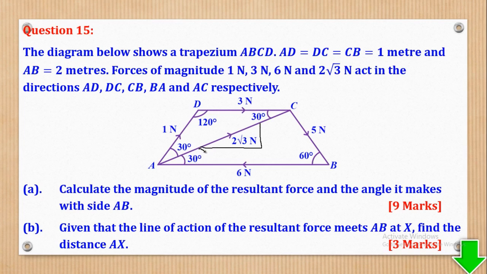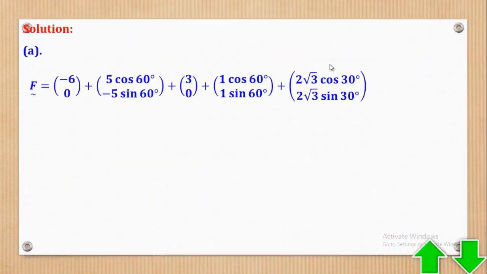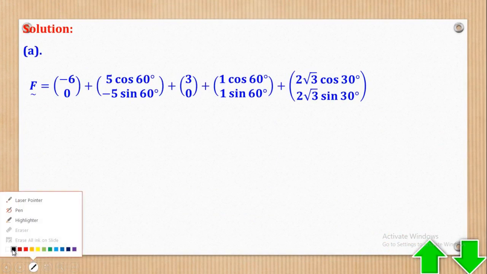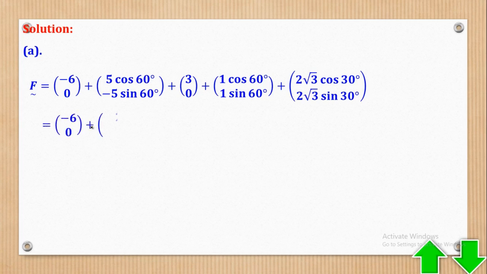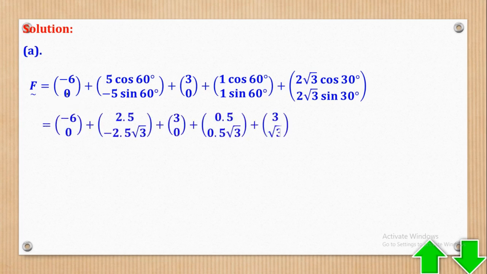So the angle to the horizontal is 30 degrees, therefore the horizontal component will be 2 root 3 cos 30 degrees, and vertical component will be 2 root 3 sine 30 degrees. So that is where this is coming from. Now that you have resolved all the forces, next is to add and get the output. So when I add, this is that, this is that, this is that, this is that, and this is that. So in the end I'll come up with 3 and negative root 3 newtons.